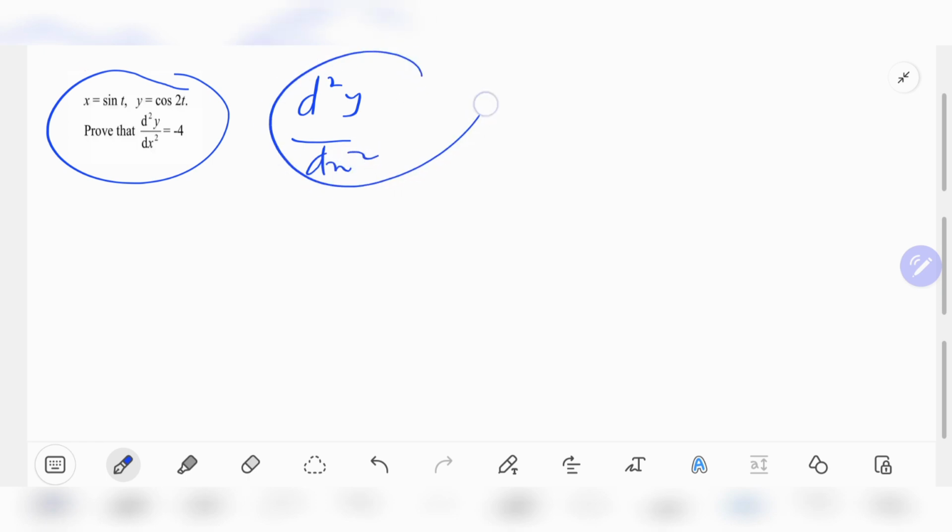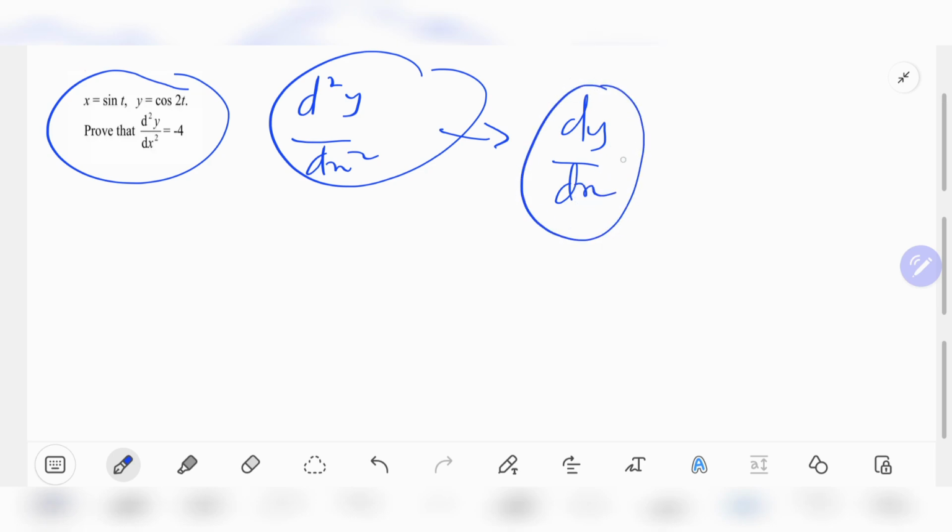Now before we can find this, we first of all have to get our dy dx. So this is our main target. We are interested in finding dy dx before we can find the second derivative. So this is what we are going to do: we are going to take each of these equations one after the other and differentiate them. After that, we use the chain rule to get our dy dx.